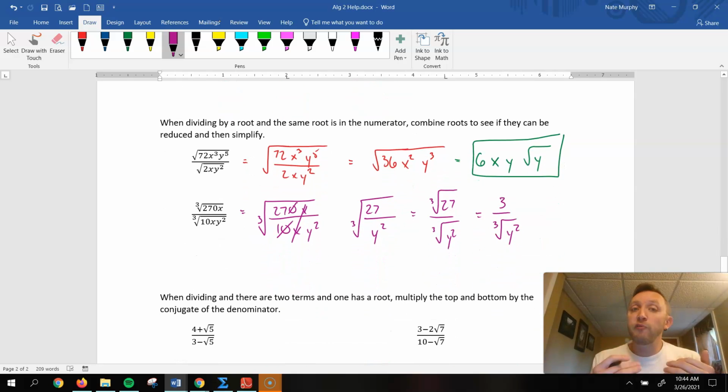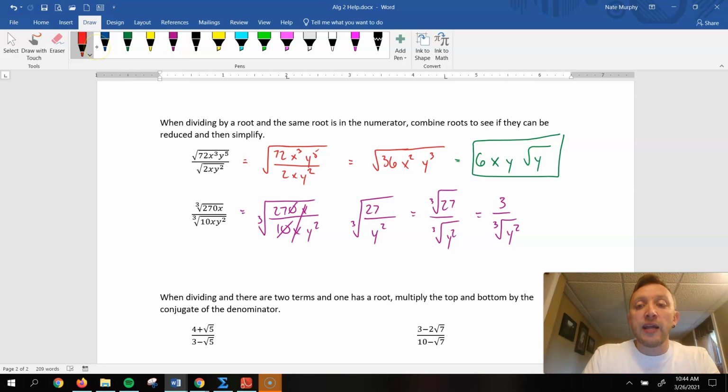And so what I need to look for is what's missing. I already have y squared. In order to take the cubed root of that y, I would have to have y cubed. And so I'm missing another y. So I'm going to multiply the numerator and the denominator by the cubed root of y.